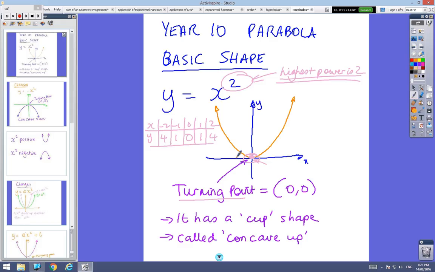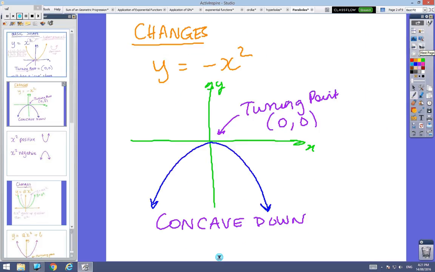It has a cup shape, and because the cup is going up, we call that concave up. So it's concave up, and other ones will be concave down. Okay, so copy and come across. If I want to turn it upside down, I just put a minus sign in front, but it's still going to be a cup, but it'll be cup down. So the turning point is still 0, 0, and we call this concave down.